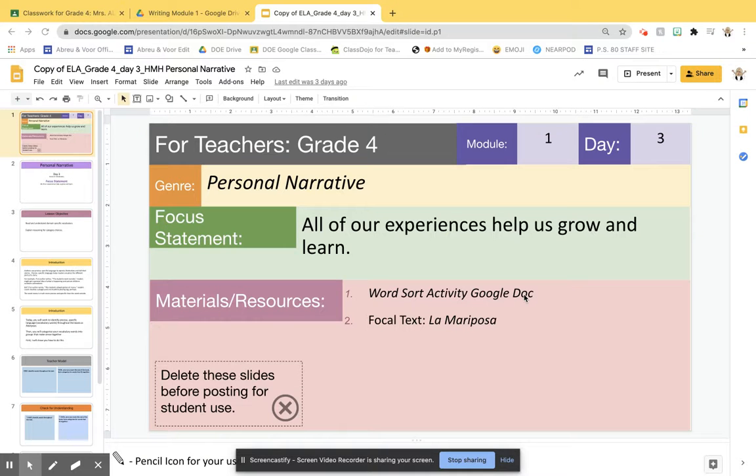Hey guys, so this is lesson 3 in writing, and as you guys know, we're working on personal narratives. Our focus statement is going to be the same throughout this whole unit, and it's all of our experiences help us grow and learn.